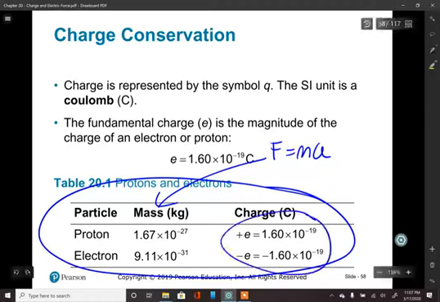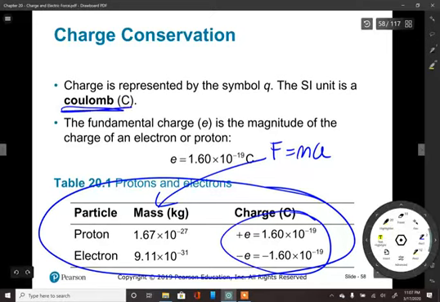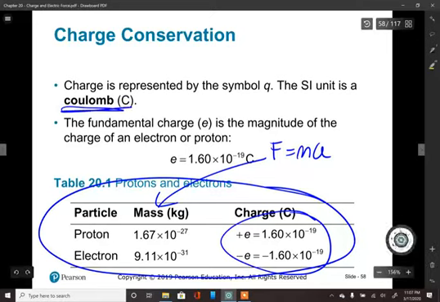However, notice their charges are exactly the same magnitude but opposite sign. And the unit for charge is this thing called coulombs. Coulombs is our unit for charge. All these values in this table are on the AP equation sheet, so you don't have to memorize them. But this is a handy table to refer back to.